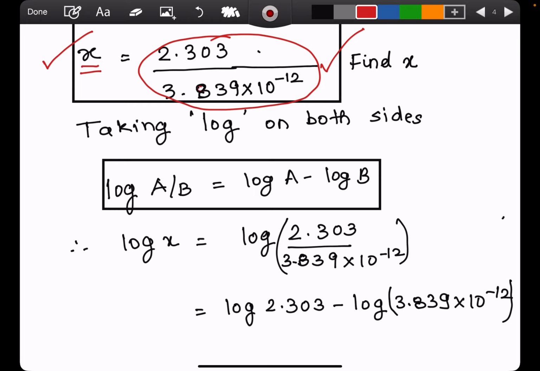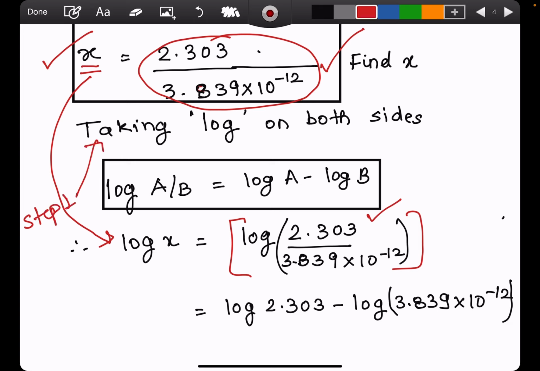For that you need to take the log on both sides. So if I take log on both sides, this becomes log of x and this becomes log of 2.303 upon 3.839 into 10 raised to minus 12. So step one is to take a log on both the sides.